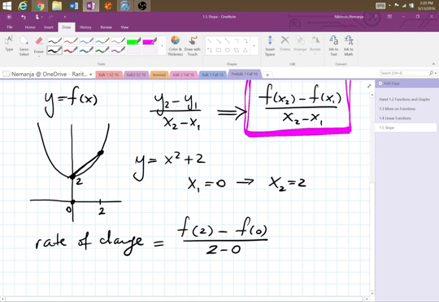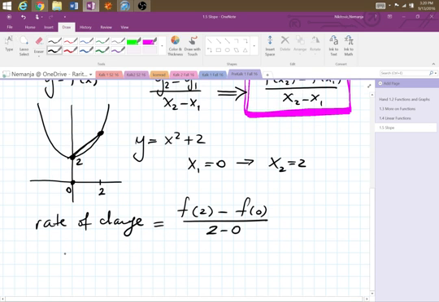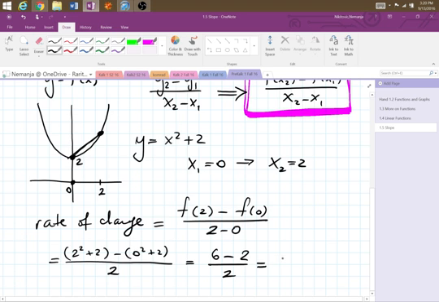So observe that the x1 and x2 are given to you because you need to know that destination, right? But the y coordinates are not given, and you can compute them because y equals f of x. If you know x1 and x2, and you know f of x, then you can compute y1 and y2. Since the function is x squared plus 2, we have 2 squared plus 2 minus 0 squared plus 2, divided by 2 minus 0. So the first one is 2 squared plus 2, which is 6, minus 2, divided by 2, and the answer is 4 over 2, which is 2.